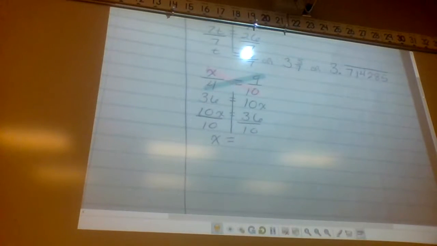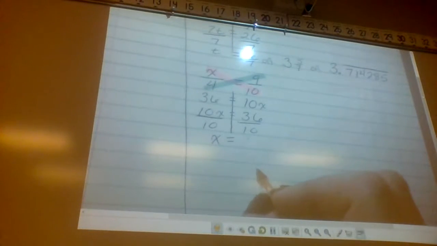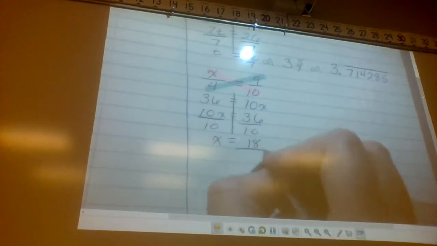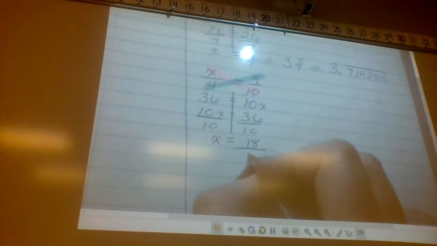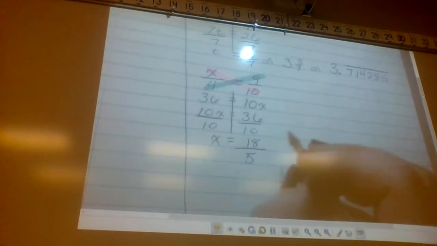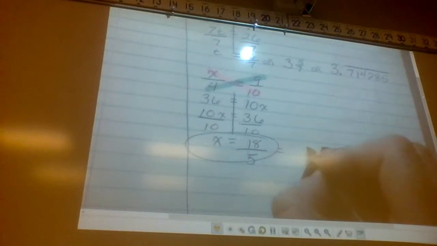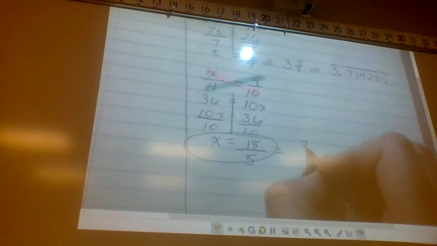What is one possible answer? 36 over 10. Well, let's simplify that. We can divide both 36 and 10 by 2. What's 36 divided by 2? 18. What is 10 divided by 2? 5. Isn't that simplified? It's a possible answer, but what I would do is actually get it to a decimal. So that would be 3.6.